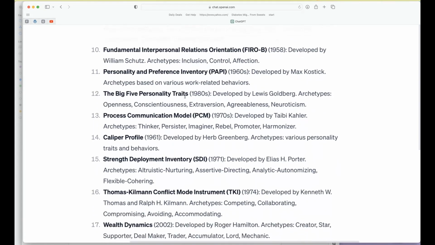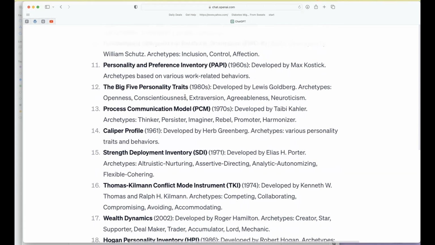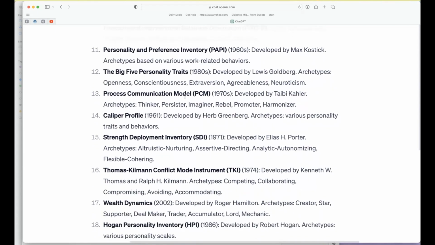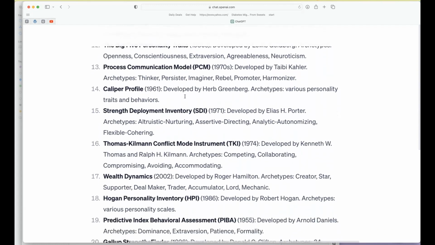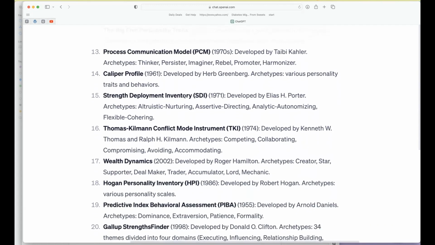Process Communication Model: thinker, persister, imaginer, rebel, promoter, harmonizer. So that's 6 types. Caliper has a bunch of them. Strength Deployment Inventory, I remember the SDI: altruistic nurturing, assertive directing, analytical autonomizing, and flexible cohering. How many of you want some definitions?